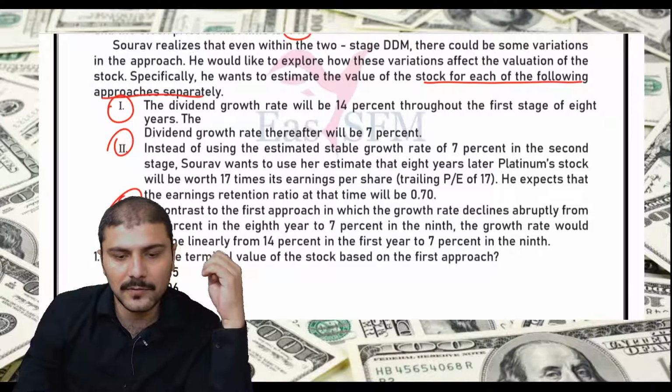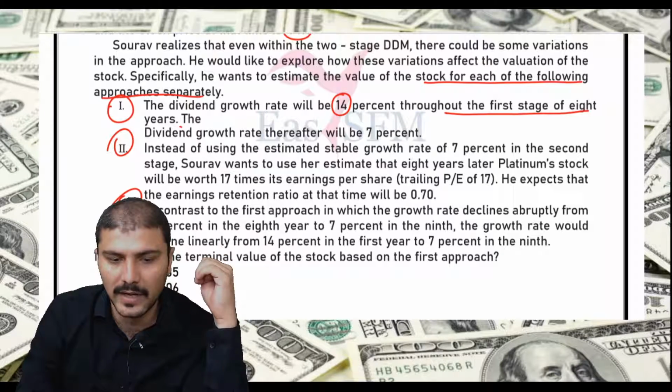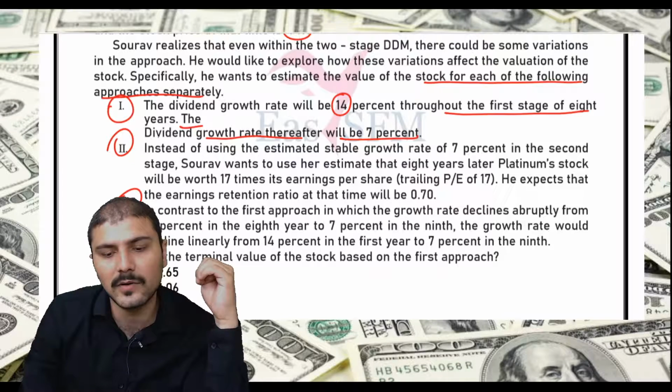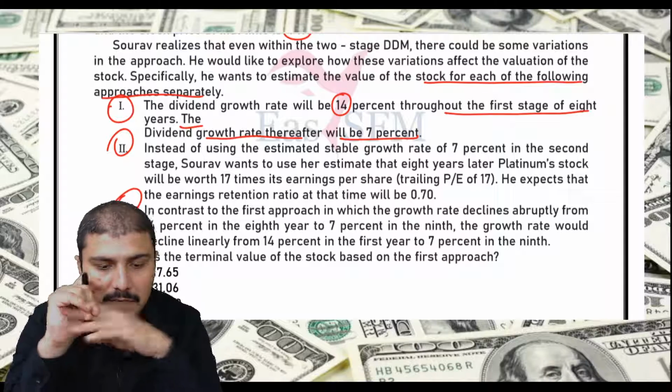So the first approach is: dividend growth rate will be 14% throughout the first stage of 8 years. The dividend growth rate thereafter, in the second stage, will be 7% till the perpetual time period. You have to calculate the price based on that.